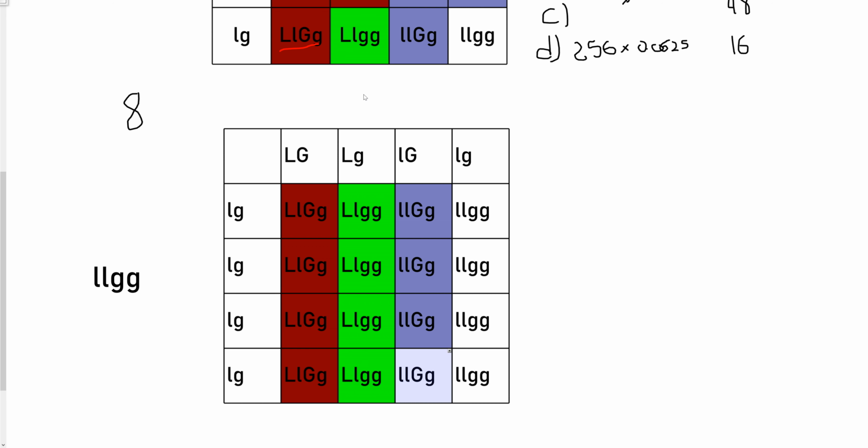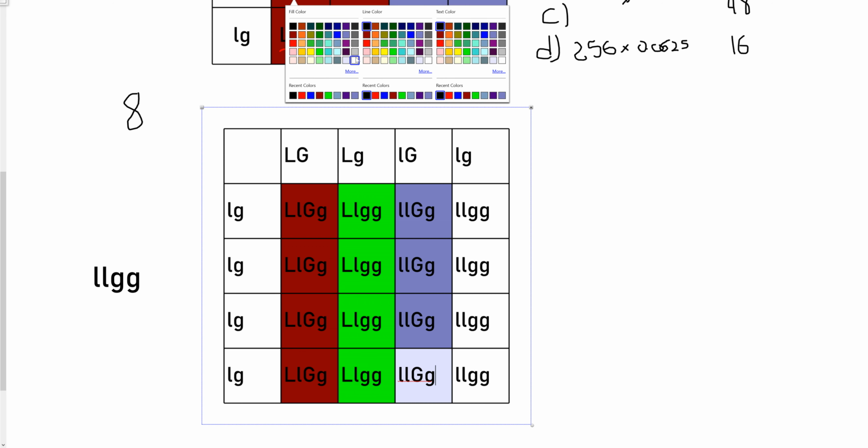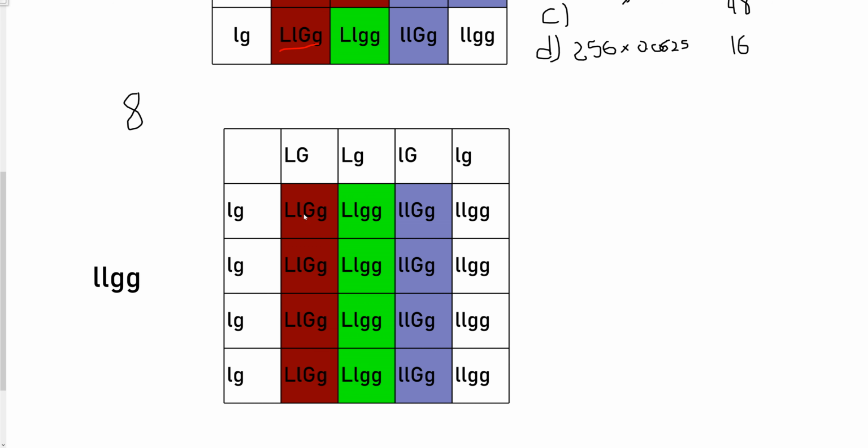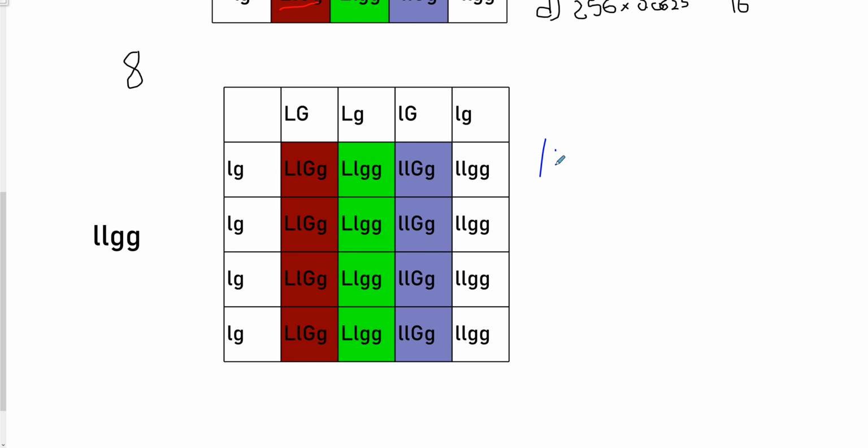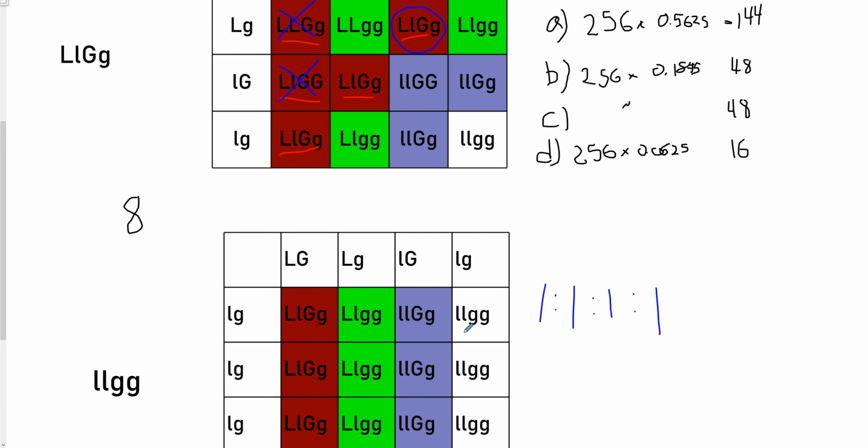So look, we have 4 out of 16, 4 out of 16, 4 out of 16, 4 out of 16. What's the simplest ratio here? Amazingly, 1 to 1 to 1 to 1. So the only way to get this to work is to have a heterozygote, one of these.